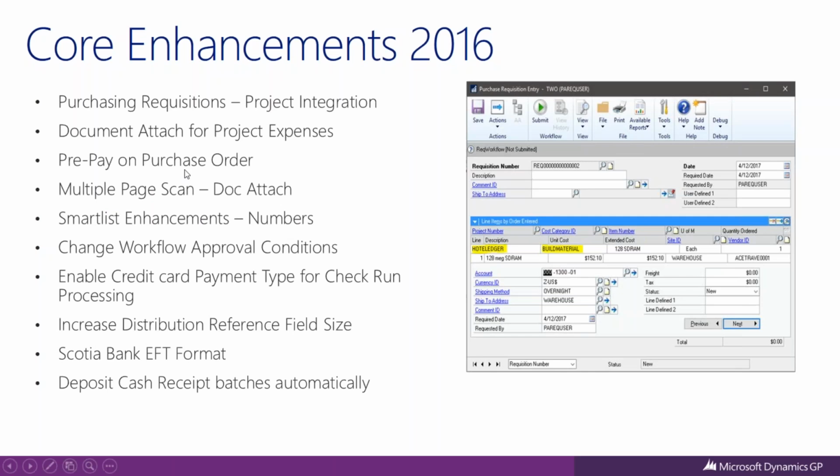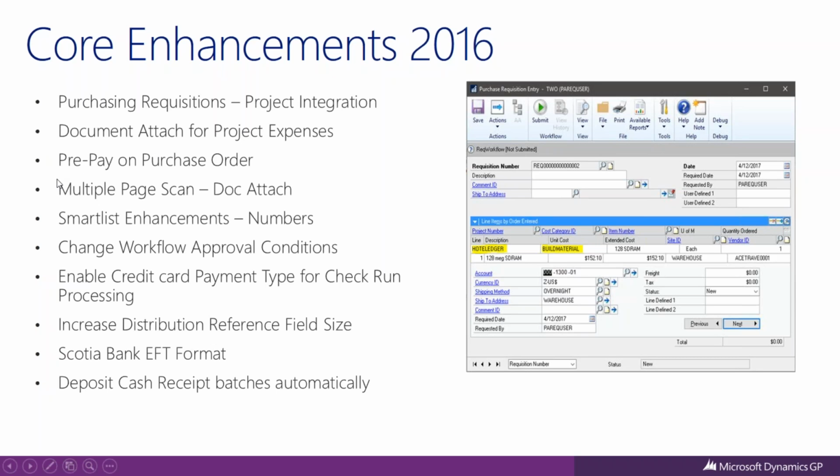Purchasing requisitions, for those of you who aren't familiar with requisitions or have never used them, essentially they are a pre-purchase order request from anyone. So anyone we want to set up as a self-service user can put in a request or a requisition. It uses workflow to go through an approval process and get approved, and then the PO can be created from that automatically. So that was in 2015.